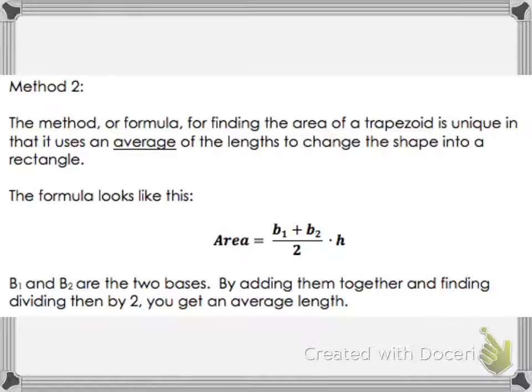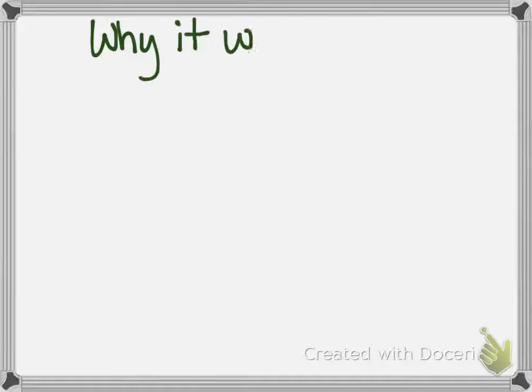The second method, or formula, for finding the area is unique in that it uses an average of the lengths to change the shape into a rectangle. The formula looks like this. And it looks kind of complicated, but it really isn't. B1 and B2 refer to the two bases. You're adding those together and then dividing them by 2, which gives you an average length. Then you multiply it by its height, and you get the area of the trapezoid.